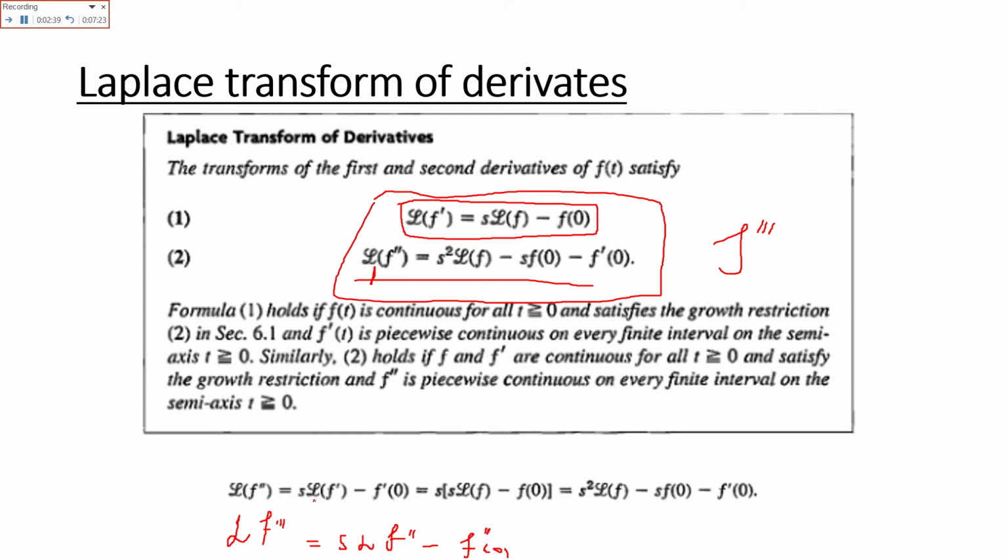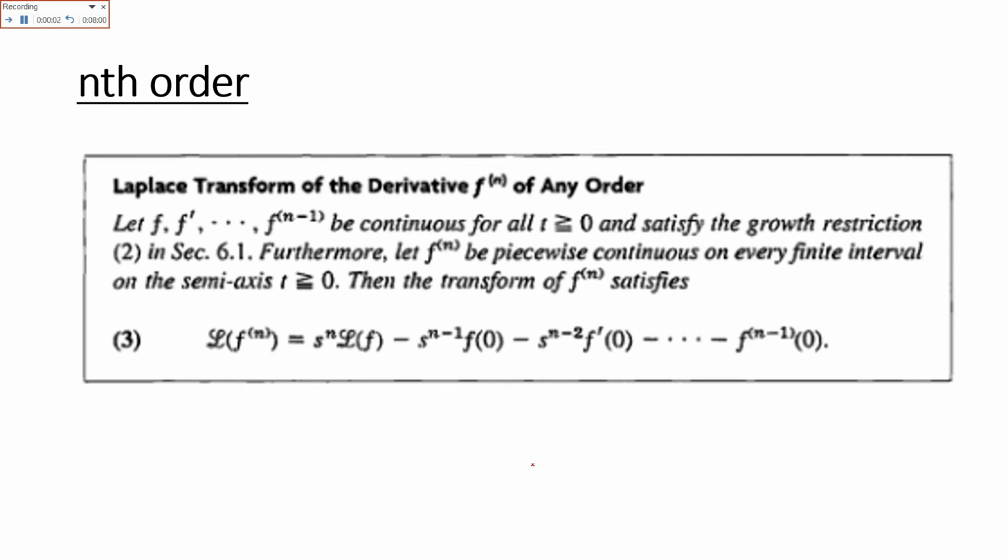Now if you further expand this formula, Laplace of first derivative, s comes as it is, so s Laplace of f minus f of 0. So the formula final form is s square Laplace of f minus s into f of 0 minus f dash of 0. Similarly, you can put the value to get the results. So that is how you will take the Laplace for the different order of derivatives.